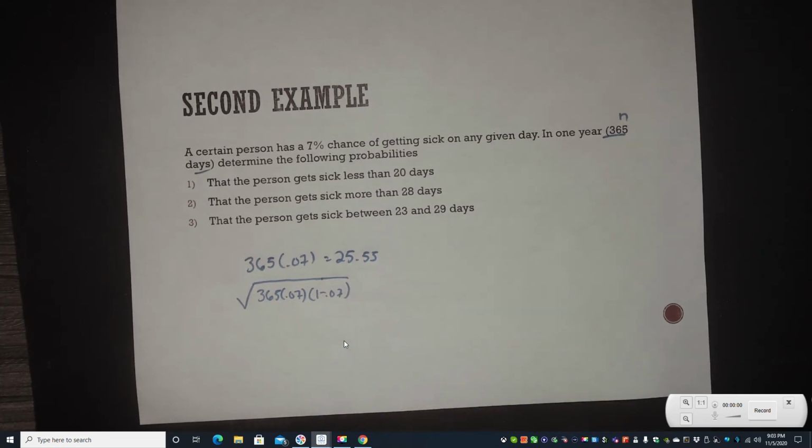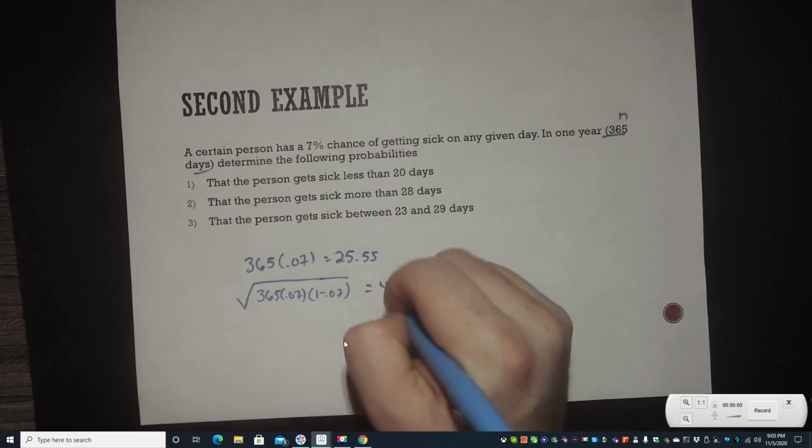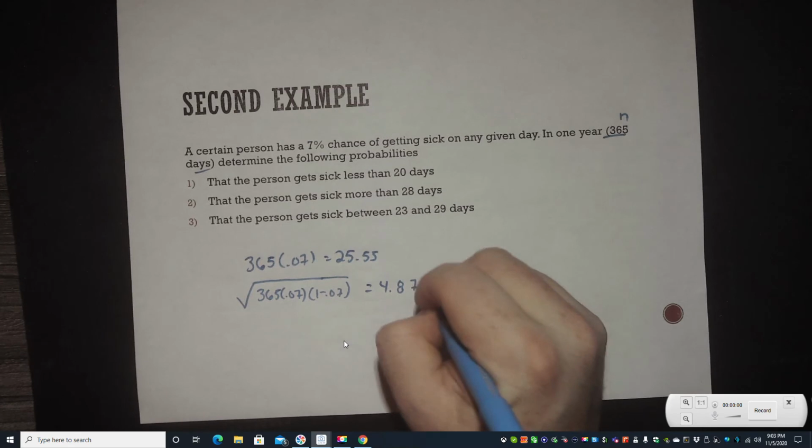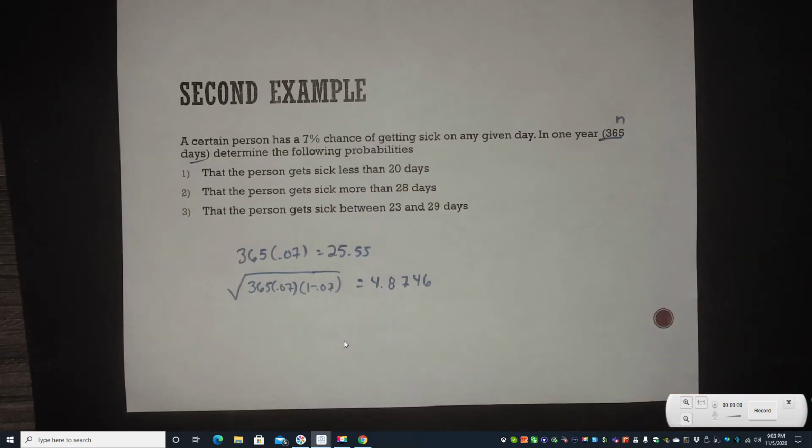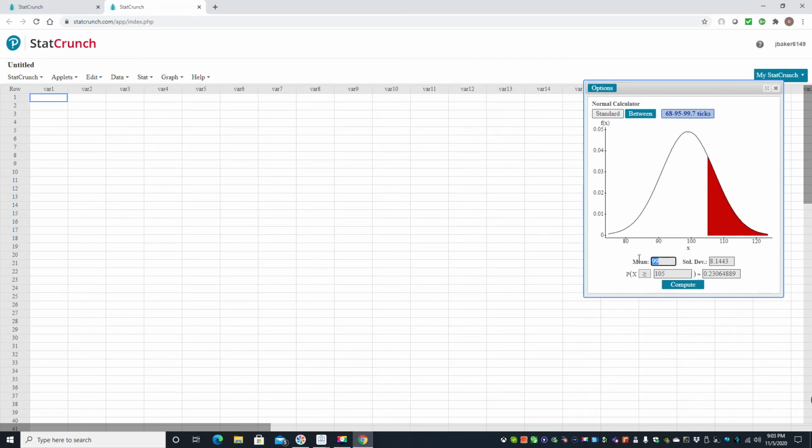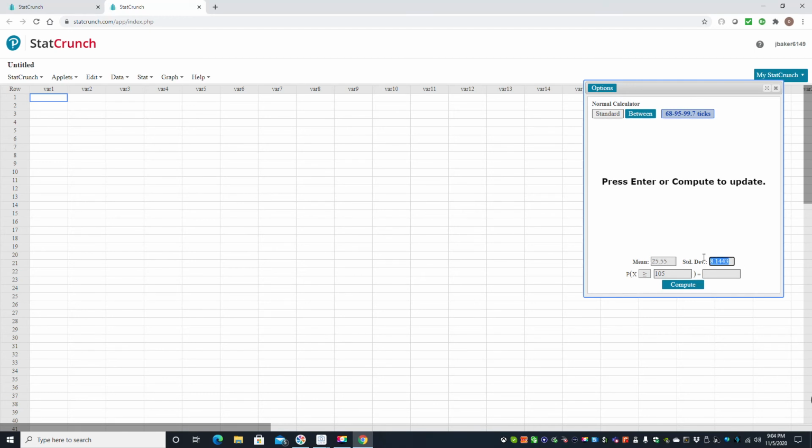So that gives me 4.8746. Then for the probability of less than 20, we go back to StatCrunch. Our mean we put in is 25.55, our standard deviation is 4.8746, and I want less than 20. That gives me 0.1274.